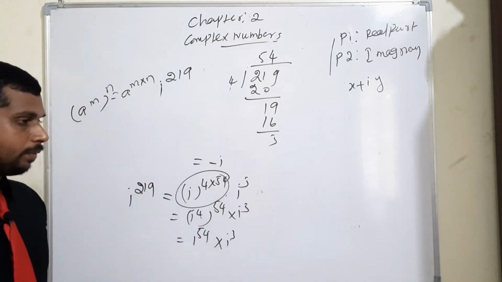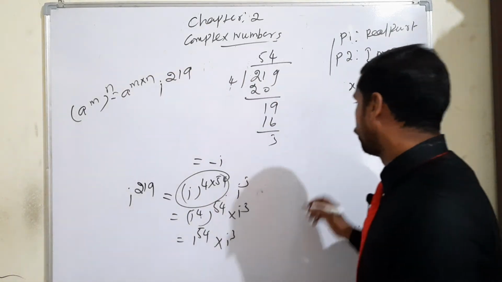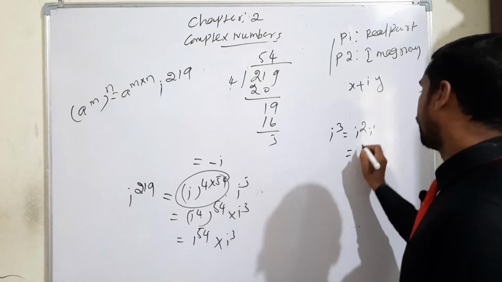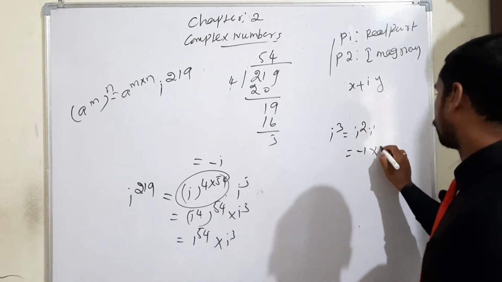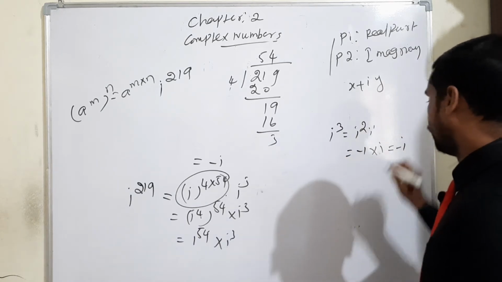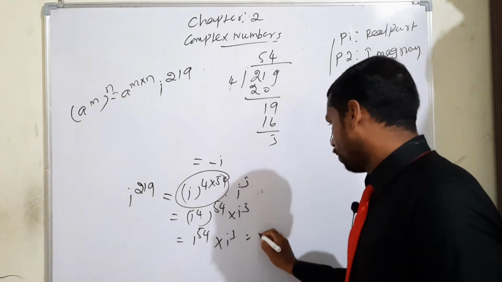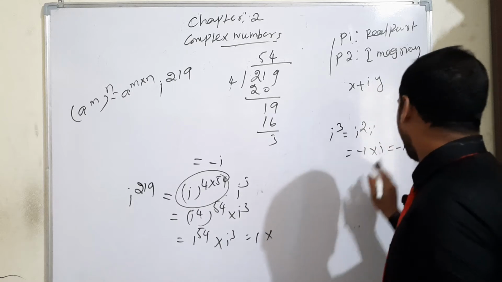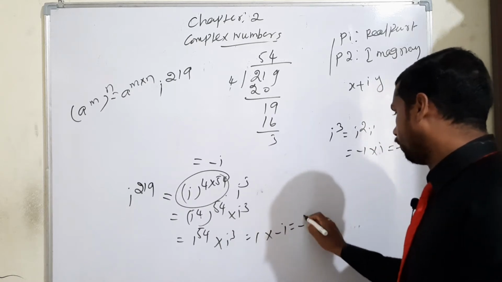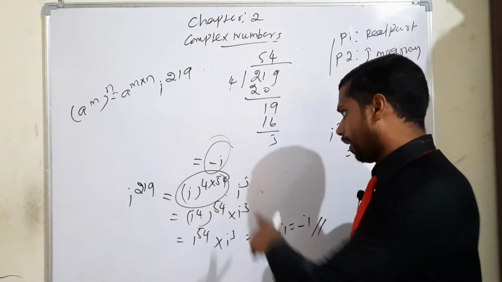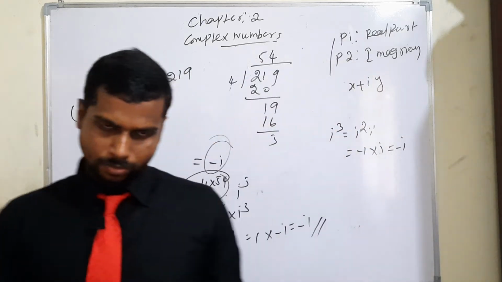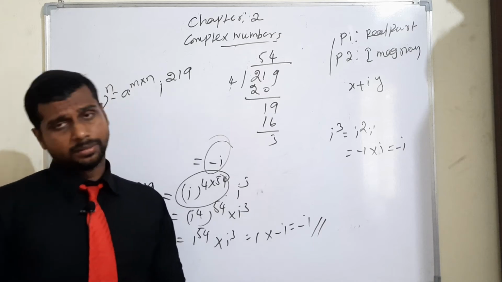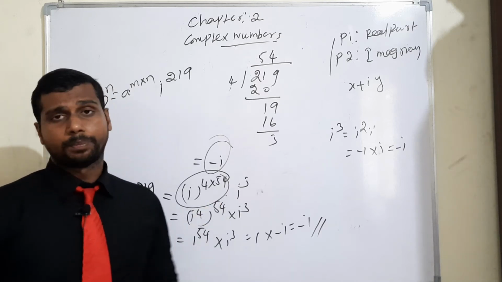Already we know the value of i cube. How to split it? i cube is i square into i. So i square value will be minus 1. So minus 1 into i means minus i. Therefore i to the power 54, we already know 1 to the power anything is 1. 1 into minus i means the value will be minus i. See, that's why I have already written it. That's a small trick. Whatever the bigger number, you can do it. If you know the short trick, you can attempt any imaginary power term.